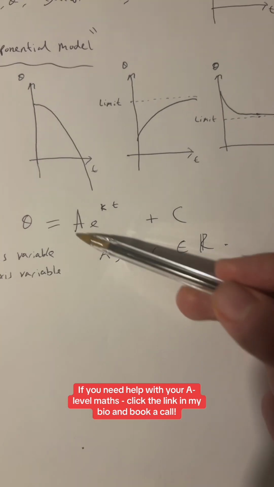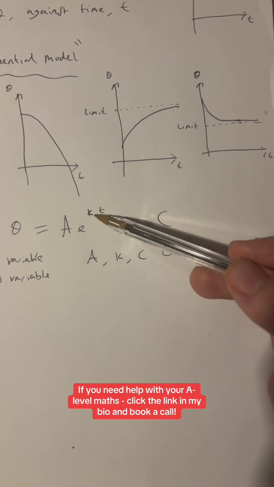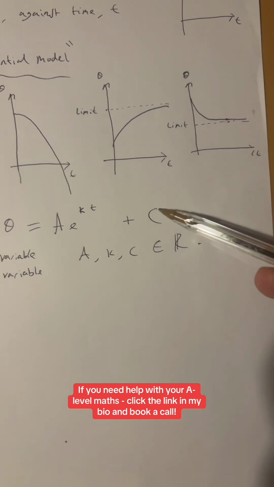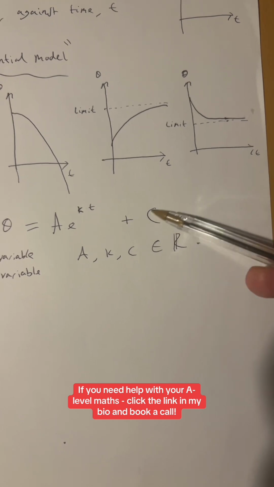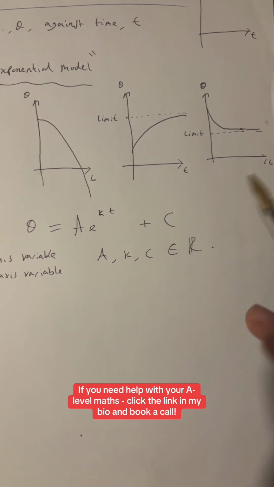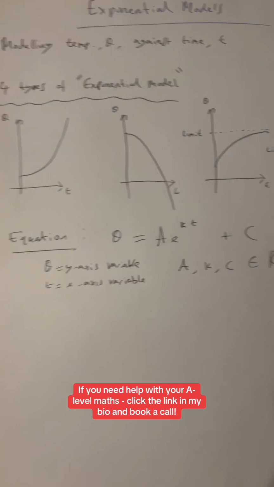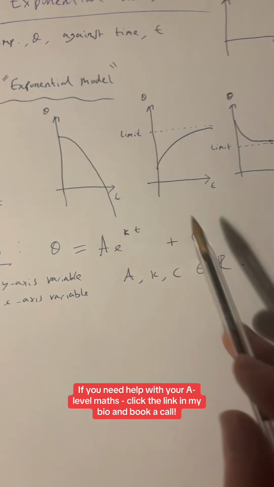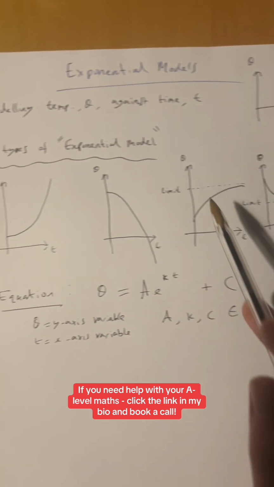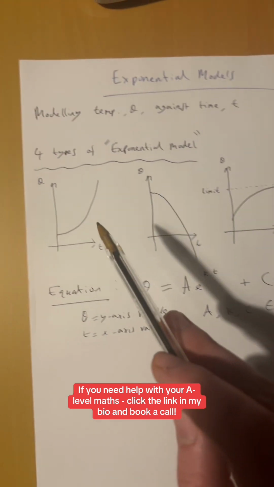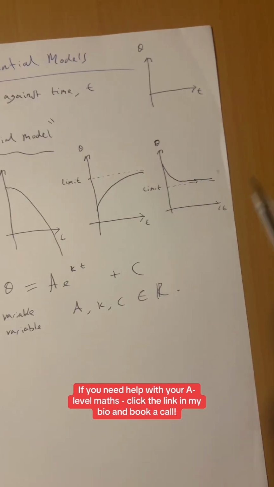So that a at the front is a constant, it's a real value. k is a constant and c is a constant as well. That c could be 0. You see many questions where there is like no c there, it's just 0. So that's the general equation you need to be aware of and you need to watch out for. So different values of a, k and c will give you different curves. So different values will give you curves looking like one of these four options here.